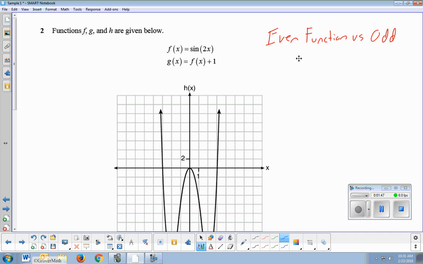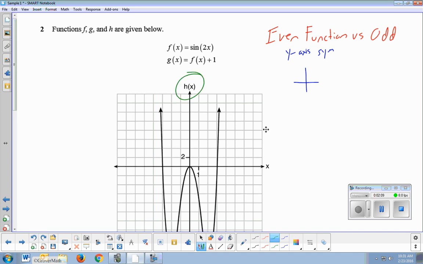But an even function has what we call y-axis symmetry. Those are the ones that look like a mirror image over the y-axis. Something like h of x is what I'm trying to draw here, though it's a terrible picture. So y-axis symmetry is a reflection across the y-axis.